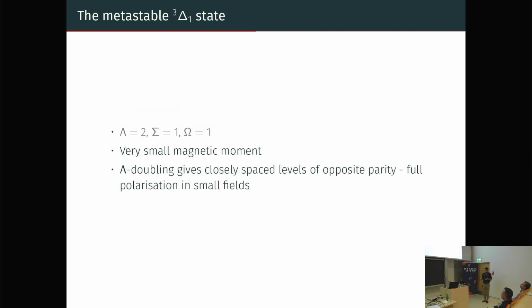We do our experiments in the metastable triplet delta 1 state. I really enjoyed Typhus' talk yesterday, and I'm going to borrow his approach of graying out stuff I don't want you to be offended by.